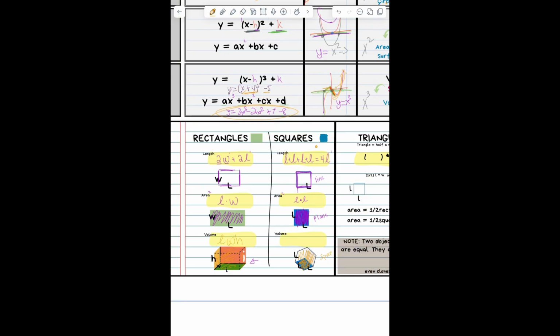Now what happens when it's a square? As we discussed, it's going to be length times length times length. So just remember, how many things you have multiplied is what dimension you're in.